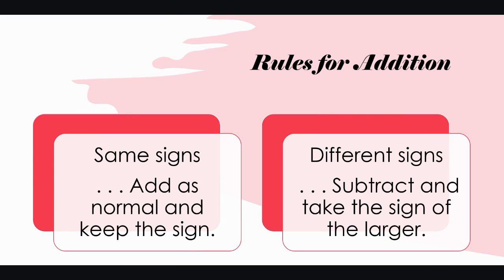The ones that are a little bit more challenging are addition and subtraction. For addition, if they have the same signs, we add as normal and keep the sign. Just like you've been doing your whole life, just add them and keep the sign, even if they're negative. What if the signs are different? What if there's one positive and one negative? Then we subtract and keep the sign of the larger. Instead of adding them, we subtract them. Always put the bigger one on top, put the smaller one underneath, subtract, and then take the sign of the larger. That's how you do addition.